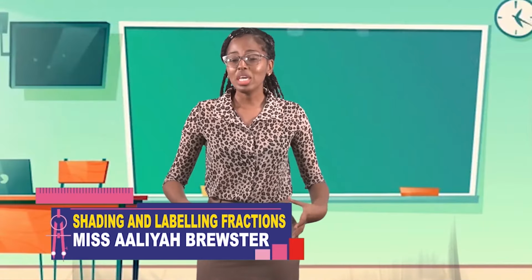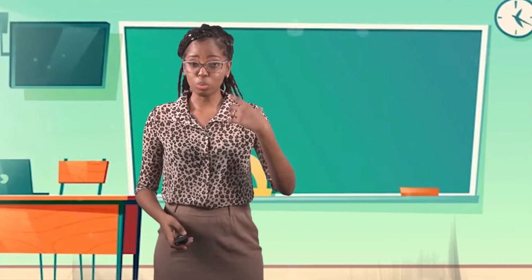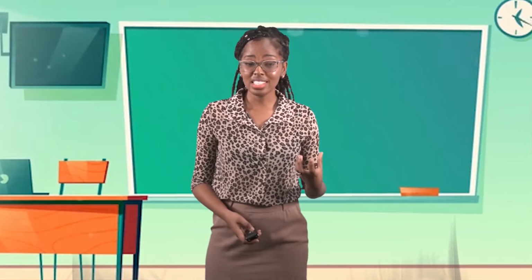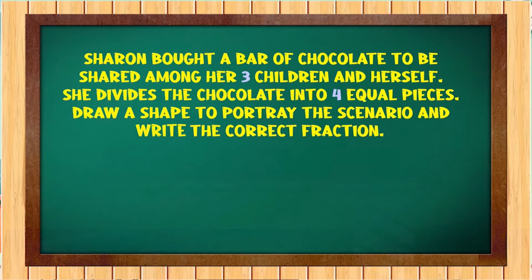By now, you should be able to label and shade fractions. Now, it's time for us to do problem solving. This scenario says, Sharon bought a bar of chocolate to be shared amongst her 3 children and herself. She divides the chocolate into 4 equal pieces. She gives each child a piece of chocolate and saved 1 in the refrigerator for herself. Draw a shape to portray the scenario and write the correct fraction.